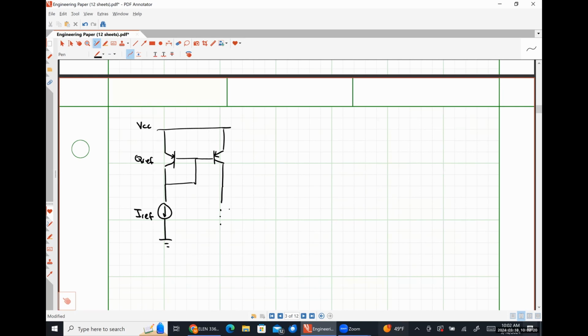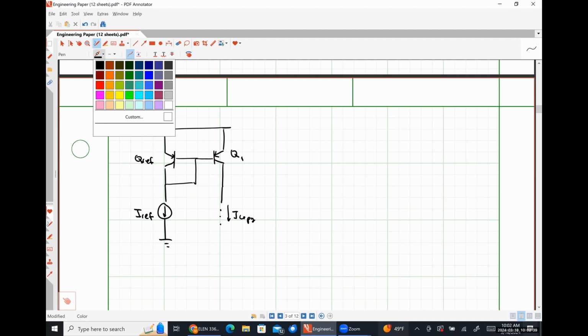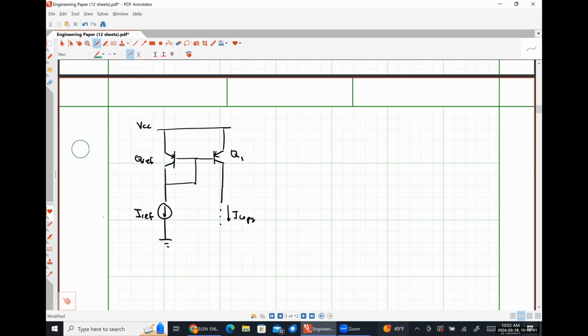Here's our IREF. Here's our I copy. Here's our transistor Q1. Okay. Same basic topology, just everything kind of flipped upside down. Now, where do you think this current IREF is going to come from?